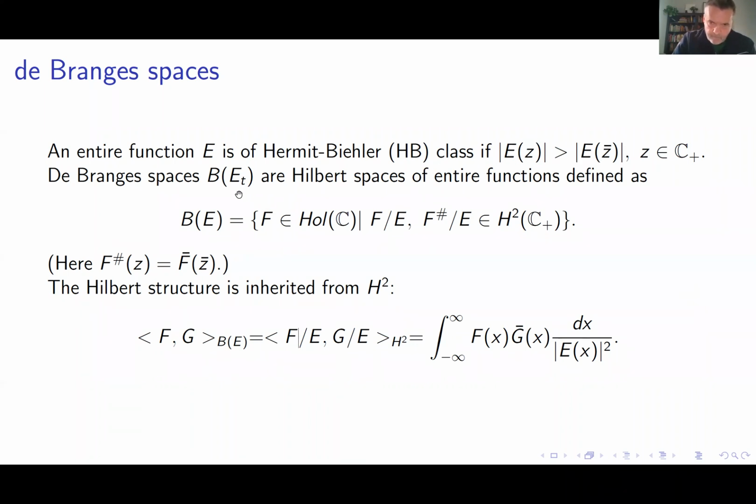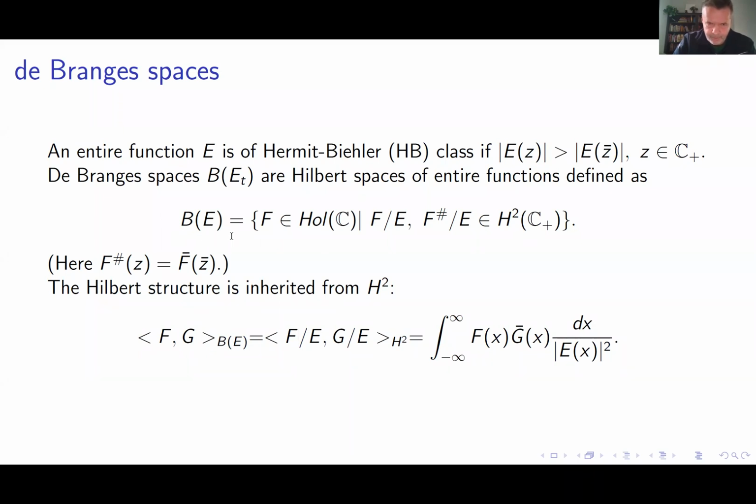And then with each Hermite-Biehler function, you can associate a whole Hilbert space of entire functions. And they are defined in the following way. So B of E, the space of functions corresponding to the Hermite-Biehler function E, consists of entire functions F such that if you divide them by E, this ratio falls into the Hardy class H2 in the upper half plane. And if you reflect your function, so F sharp throughout my talks will stand for the Schwarz reflection with respect to the real axis, if you reflect your entire function and then divide it by E, then again this ratio should fall into H2 in the upper half plane. So that's the first definition of a de Branges space.